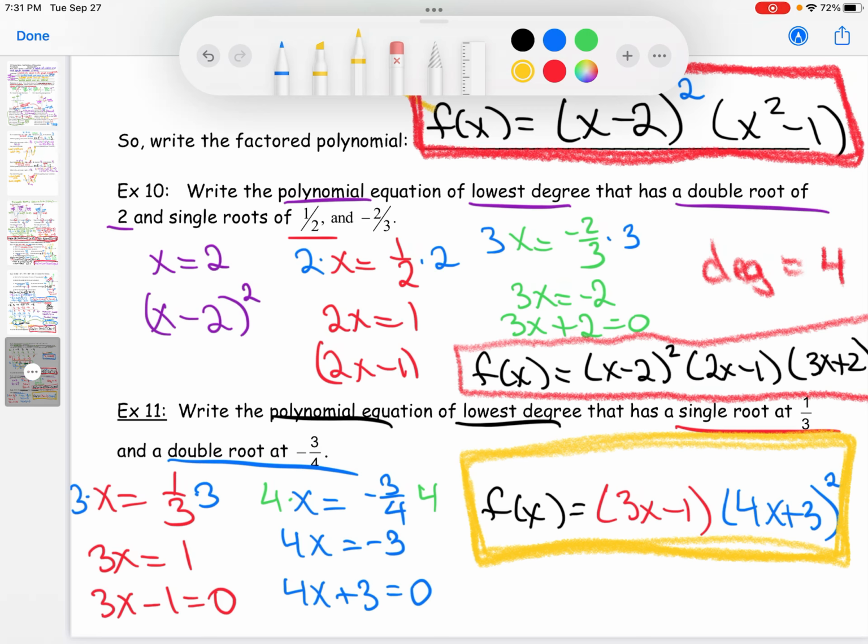So lots of different connections made with everything we've done recently. Connecting all the factoring to the solving, to the roots, to the shape of the graph, and finding all the different pieces.